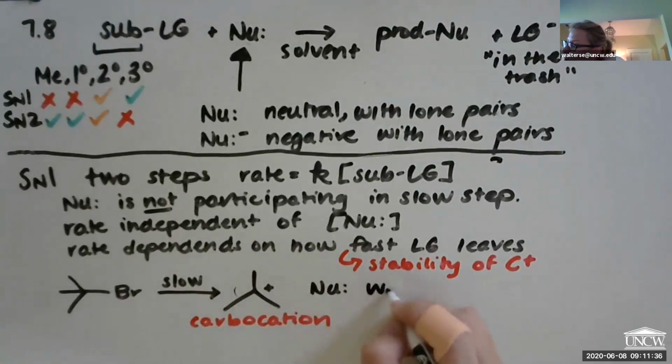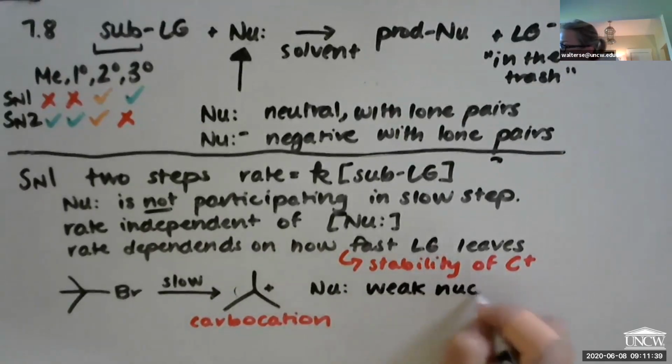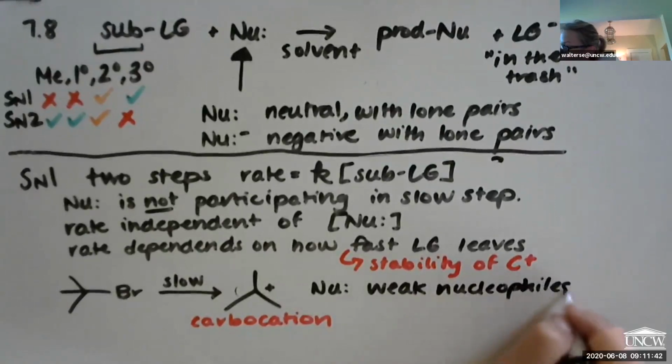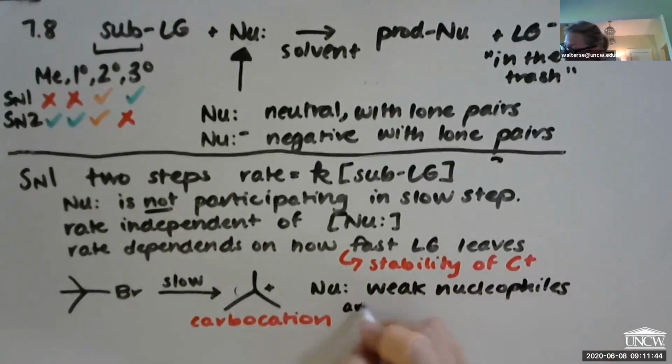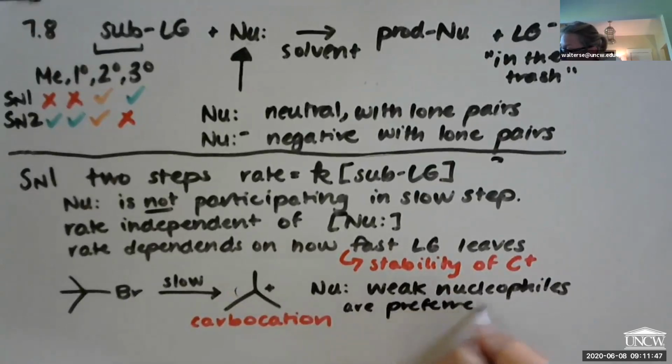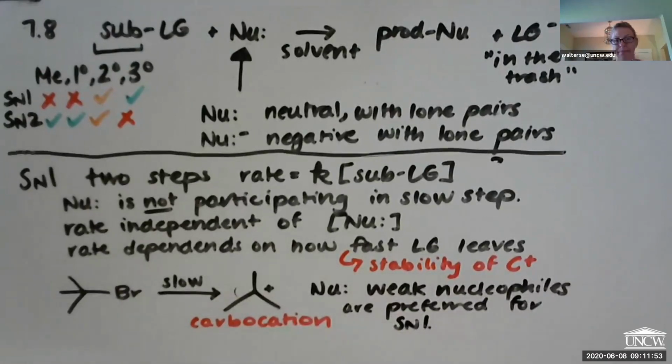So what we say is weak nucleophiles are preferred for SN1. Now, one thing you might be thinking is, will it be okay if I use a strong nucleophile in SN1? Yes, but you don't have to. You have to use a strong nucleophile for SN2. For SN1, you don't need to.